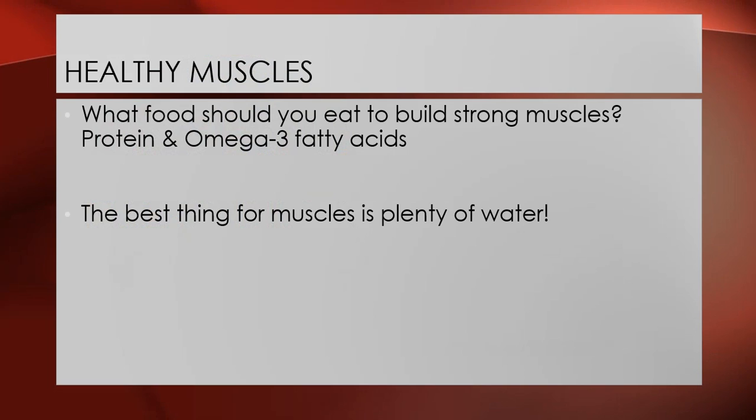So what about foods? What should we eat for this? Now, we'll learn in our digestive system module about the types of foods that we eat. And one of those types is protein. And proteins will provide us with the amino acids which build muscle tissue. So the best thing for muscles is plenty of water. Make sure you're completely hydrated. That is definitely good for all of our tissues.